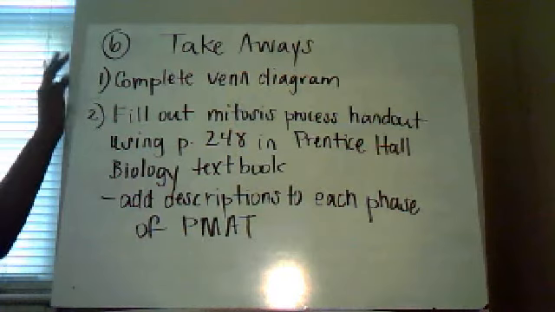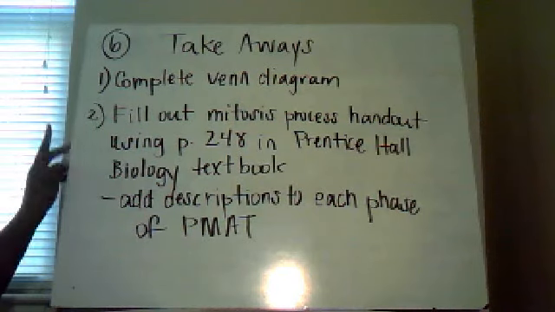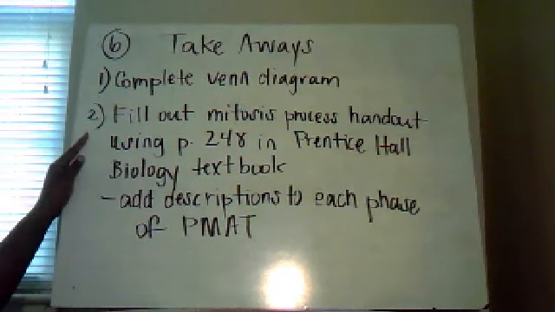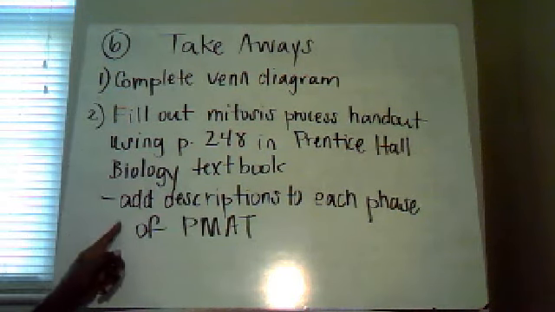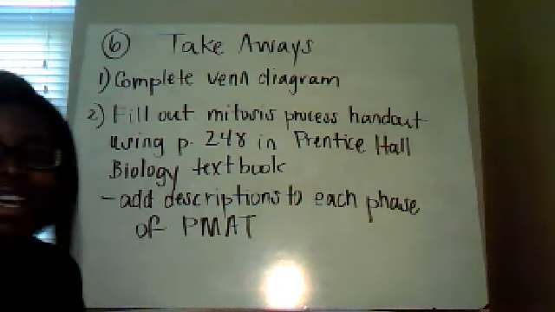So, takeaways: you need to make sure you complete your Venn diagram. You need to fill out the mitosis process handout using page 248 in the Prentice Hall Biology textbook, and you need to add descriptions to each phase of PMAT. Good luck.